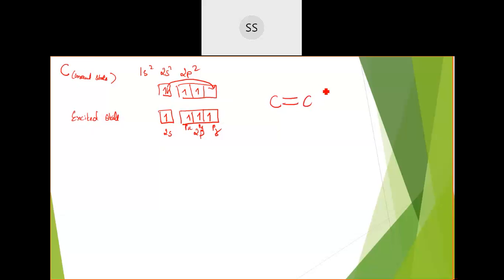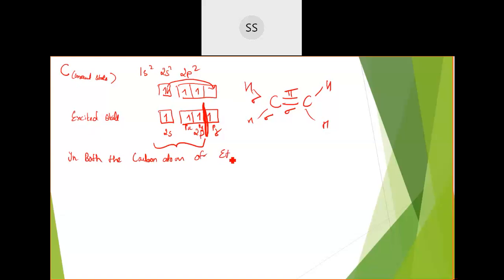Since it is ethene molecule, you have 3 sigma bonds and 1 pi bond. So for 1 pi bond, you will take only 1 pz orbital. You keep it empty for forming the pi bond. The remaining orbitals you need to mix. So you will write: in both the carbon atoms of ethene, 1 2s and 2 2p orbitals undergo hybridization to give 3 sp2 hybrid orbitals.